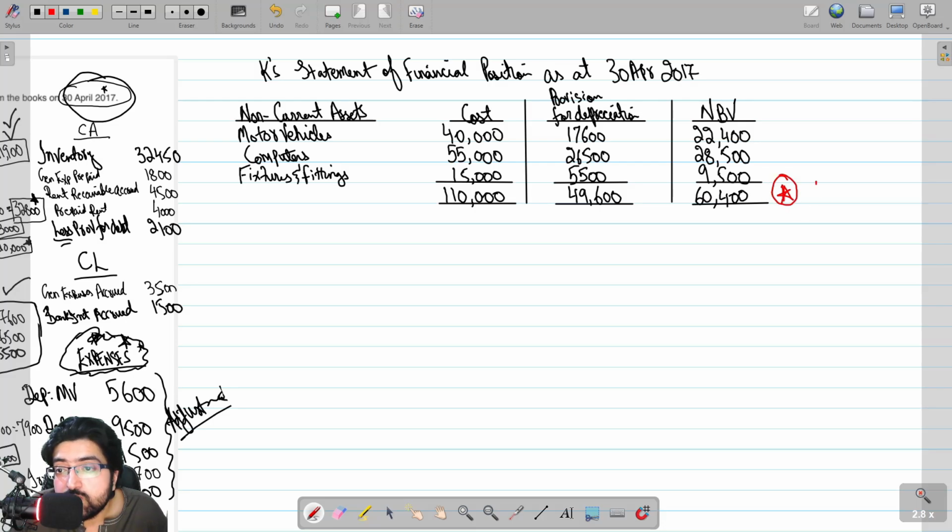This is the actual value of my non-current assets that I have in my business. So what do we care about? We care about the things that we have. This is the value. We don't care how much was the cost. Okay? Even though the cost was 110,000, it doesn't matter, because the actual value of these assets is now 60,400, and that is the value at which I will record my non-current assets in my books. Okay? And people are also interested in knowing the actual value of things, right? Now moving on.